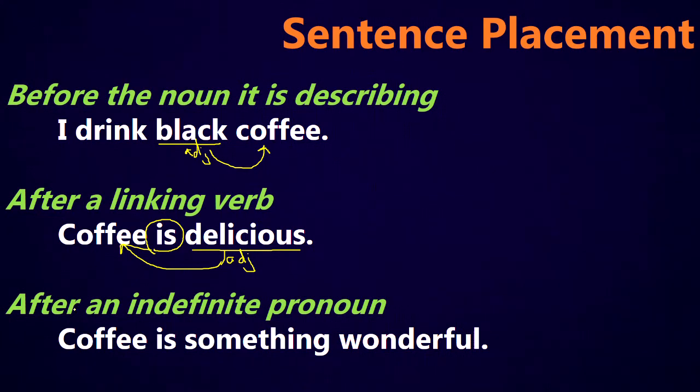Or an adjective can go after an indefinite pronoun. And we'll get some examples of that in a minute. But here we can see coffee is something wonderful. So wonderful is my adjective, and it is describing this indefinite pronoun something. So these are the three places that adjectives can go in a sentence, either before the noun they're describing, after a linking verb, or after an indefinite pronoun.